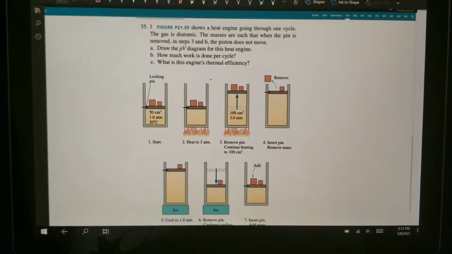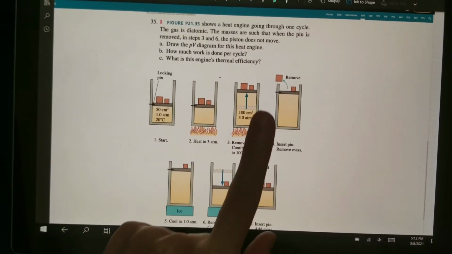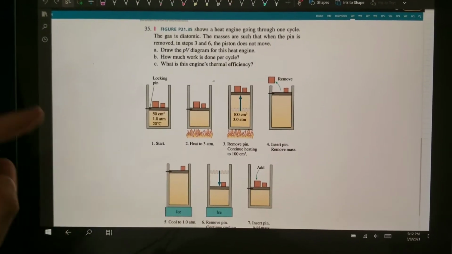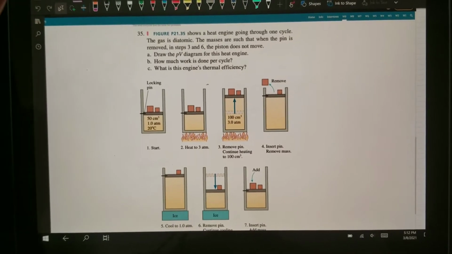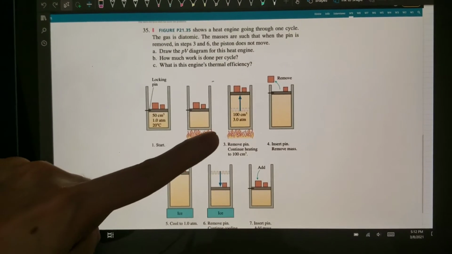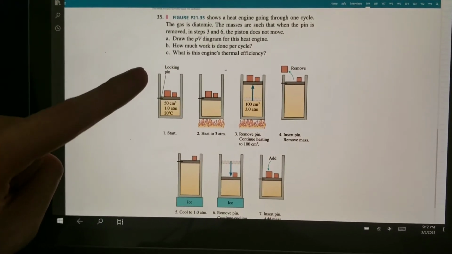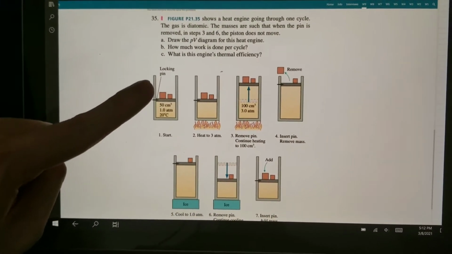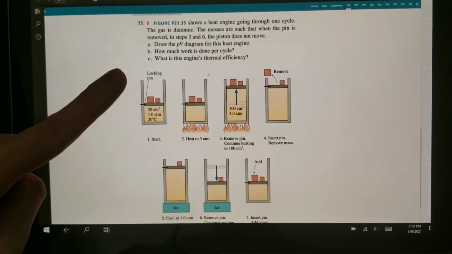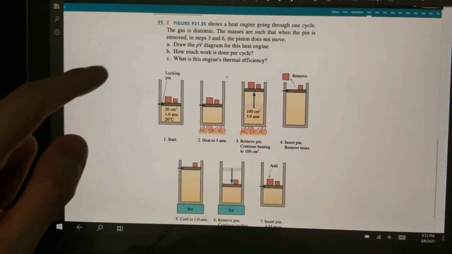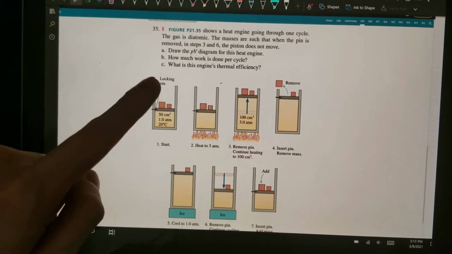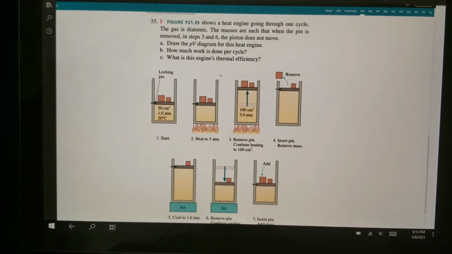Okay, jumping right into the problem. This shows a heat engine going through one cycle. The gas is diatomic. The masses are such that when the pin is removed in steps 3 and 6, the piston does not move. Draw the PV diagram, figure out how much work is done per cycle of this cycle, and what is this engine's thermal efficiency.